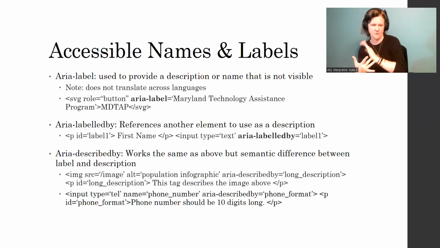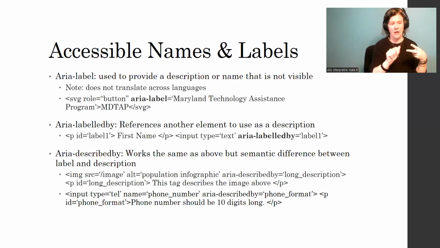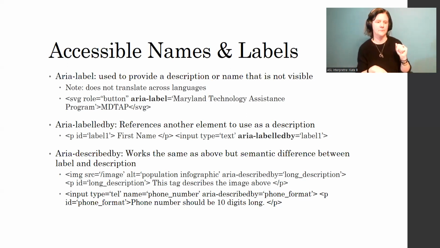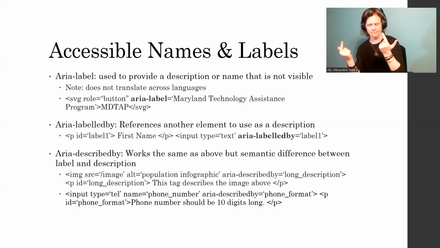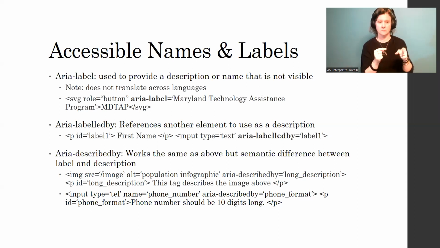ARIA labeled by, in contrast, uses another element as a description for the element it's applied to. So for example, we have a paragraph element that says first name. And then below it will be an input field that has ARIA labeled by label 1. It does use the unique ID. You can't use class or anything because otherwise it won't reference correctly. But in this case, when a screen reader gets to that input field, they're going to hear first name because of that connection. ARIA labeled by is the top one that's chosen.